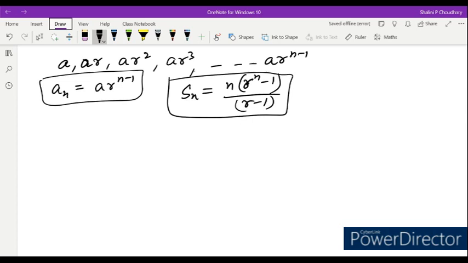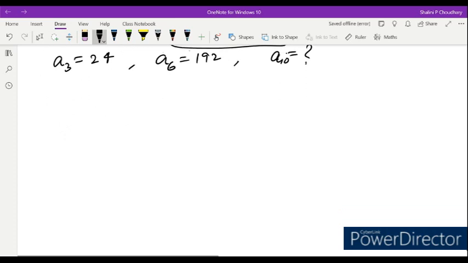Now we'll see one question. If the third term a3 is given as 24 and the sixth term a6 is given as 192, you have to find out a10. What will be the value of a10, that you have to find out.